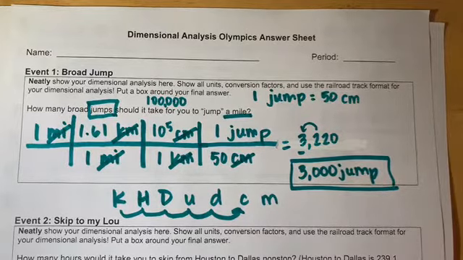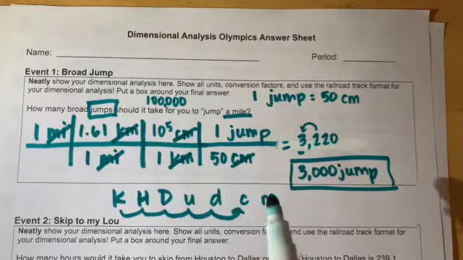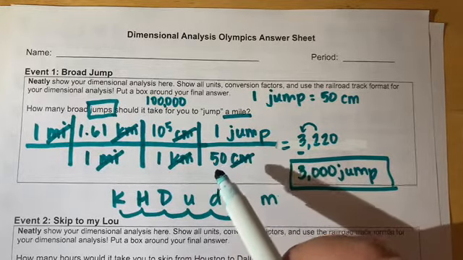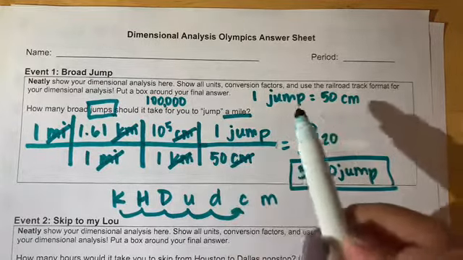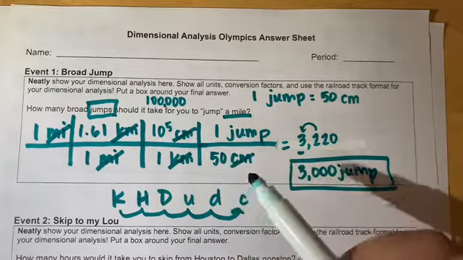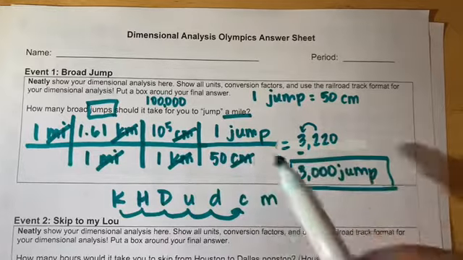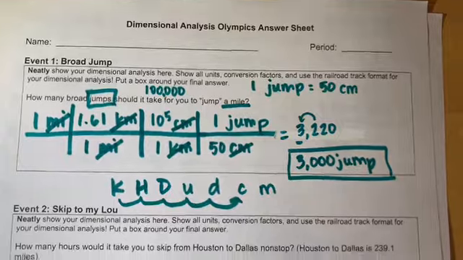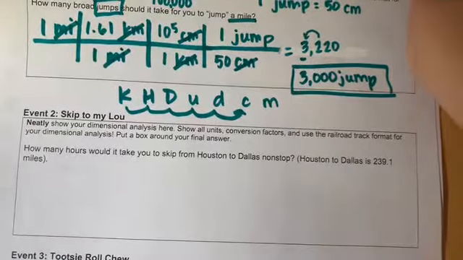Now keep in mind that your answers are going to be different than mine, because remember, my jump is only 50 centimeters. Your average jump could be a lot larger than that or a lot smaller than that. So your number of jumps will be different. Your answer will be different, but your setup should be the same. Okay, so moving on to the next one, skip to my loo.